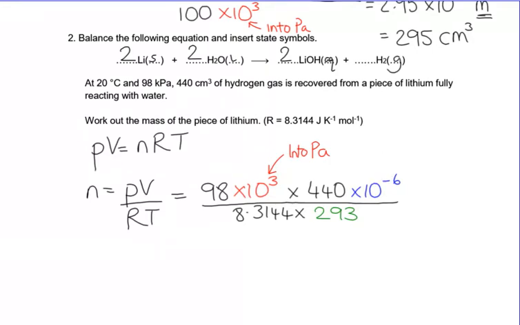and we've had to convert the volume into meters cubed. So that's converting centimeters cubed into meters cubed, and the temperature into Kelvin. Type that on your calculator using the fraction button and see if you can get the number of moles.